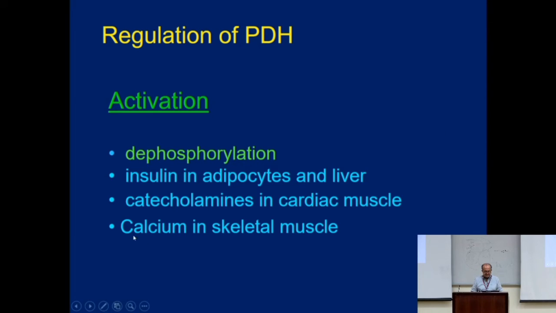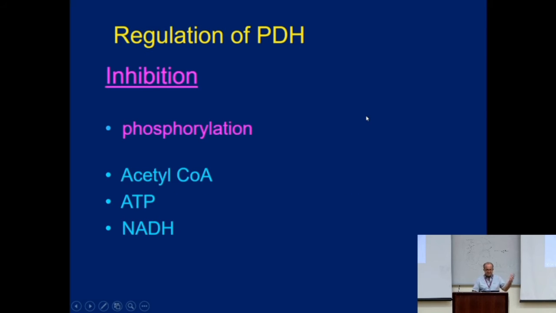Don't worry about these details here. We're not covering that, but this is kind of important in the big picture. But the key here to remember is dephosphorylation of the complex activates the catalytic enzymes. The reverse is true. Phosphorylation of the catalytic enzymes inhibits the enzymes, and you cannot break down pyruvate under those conditions.